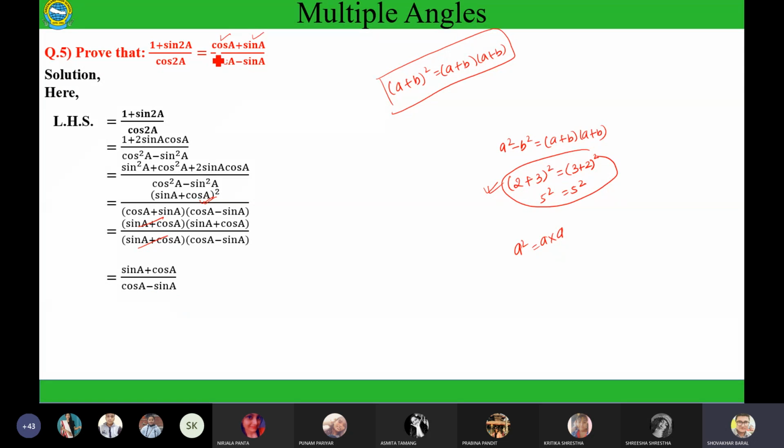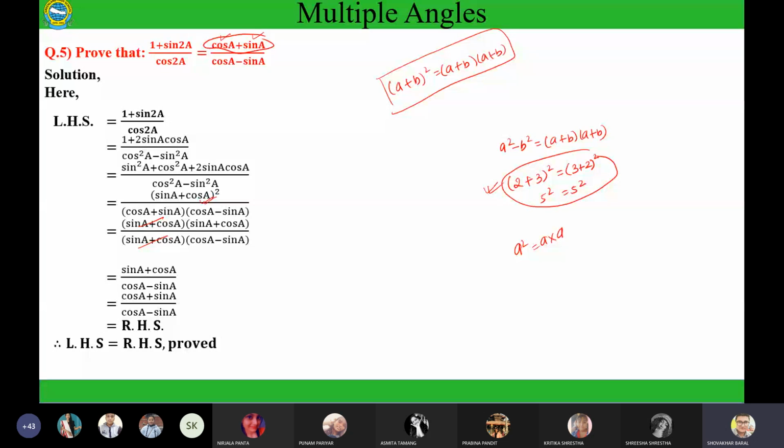So let's see the right hand side. We have cos a plus sin a. We can rearrange now. Therefore it is equal to cos a plus sin a divided by cos a minus sin a. Okay, this is the required term on the right hand side. This is equal to RHS. Therefore LHS is equal to RHS, proved.